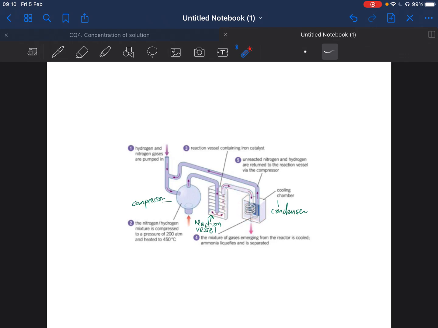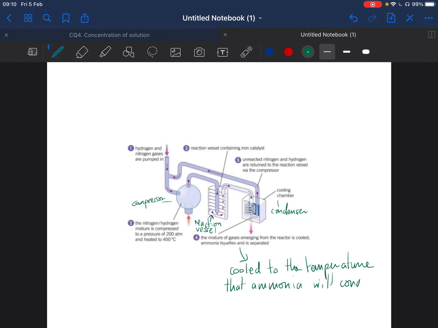And what happens here is that they are cooled. And I'm going to add a little bit of detail to this because they are cooled to the temperature that ammonia will condense at. So our two gases, nitrogen and hydrogen, will remain a gas. We're going to write that here. H2 and N2 will remain gases.